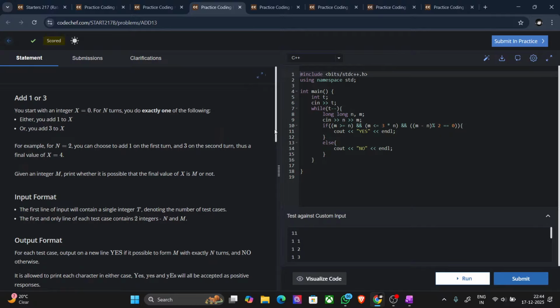As you can see, in this problem, what I have done is I have taken n and m as input. Then I have checked that m comes inside the range of n and 3n. If it comes inside the range, then I have checked whether the parity of m and n are equal or not. If all these three conditions are satisfied, then the answer is yes, otherwise the answer is no.